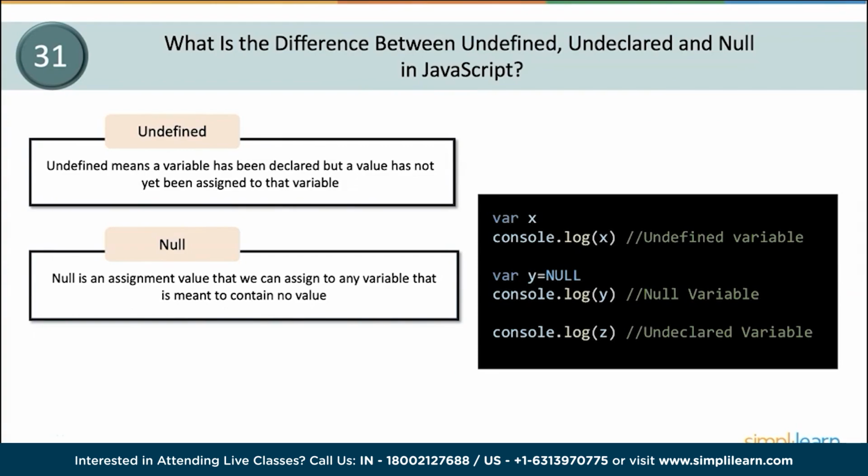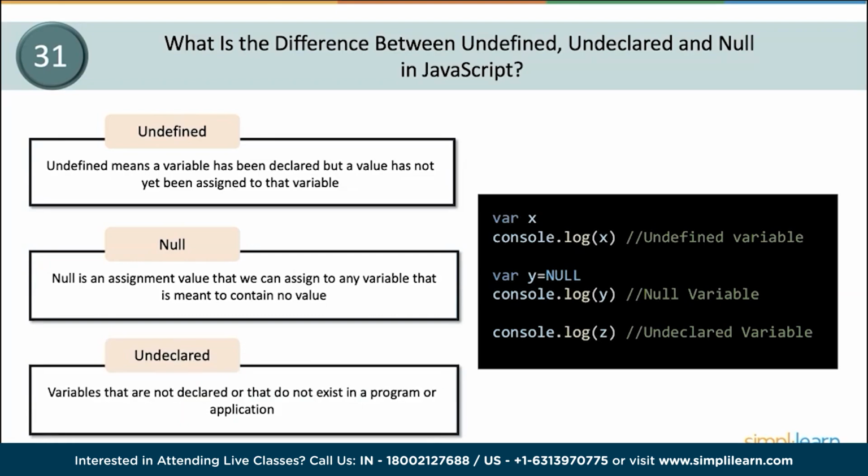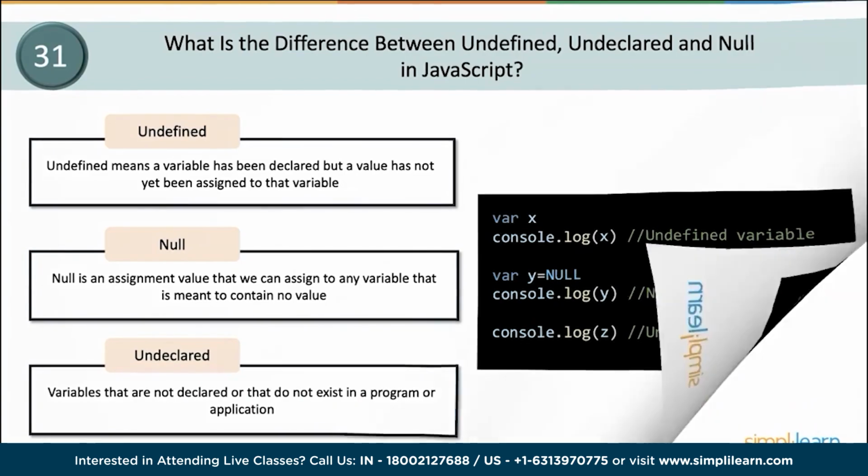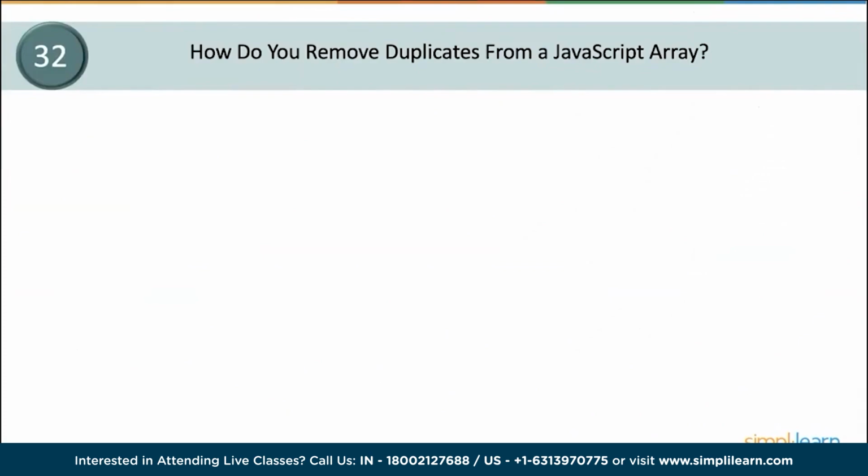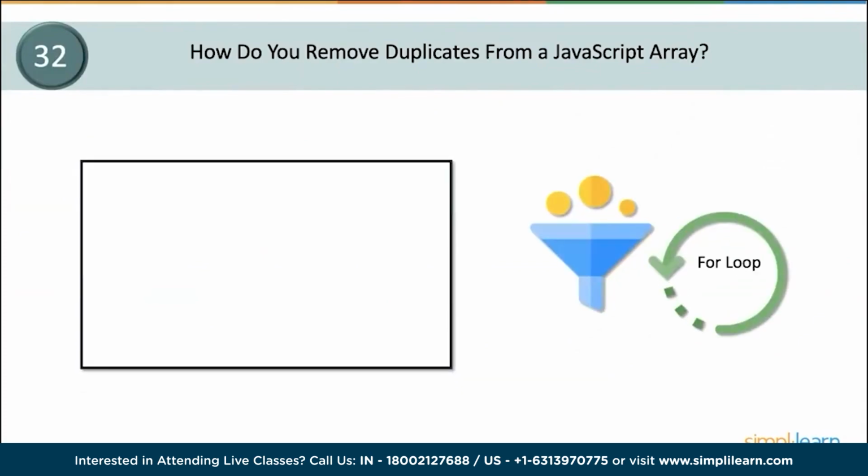First of all, we talk about null. Null means it is an assignment value that we can assign to any variable that is meant to contain no value. And undeclared means the variables are not declared and do not exist in a program. Okay, that is called undeclared. How to remove duplication from a JavaScript array?